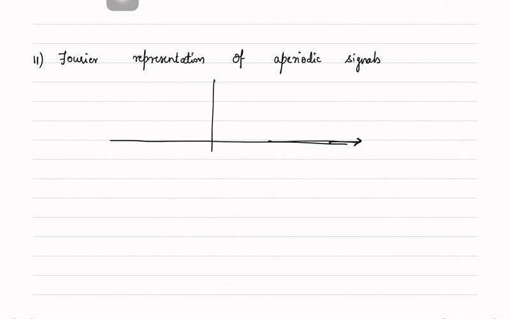So this is my x of t, from minus t1 to t1. I'm going to keep this constant. So this is T naught, and now T naught, I'm going to take it as 1 millisecond.